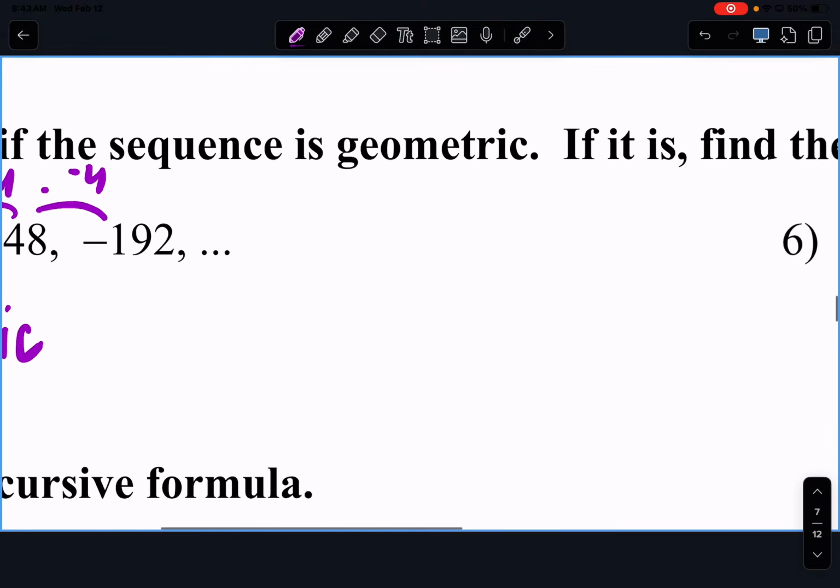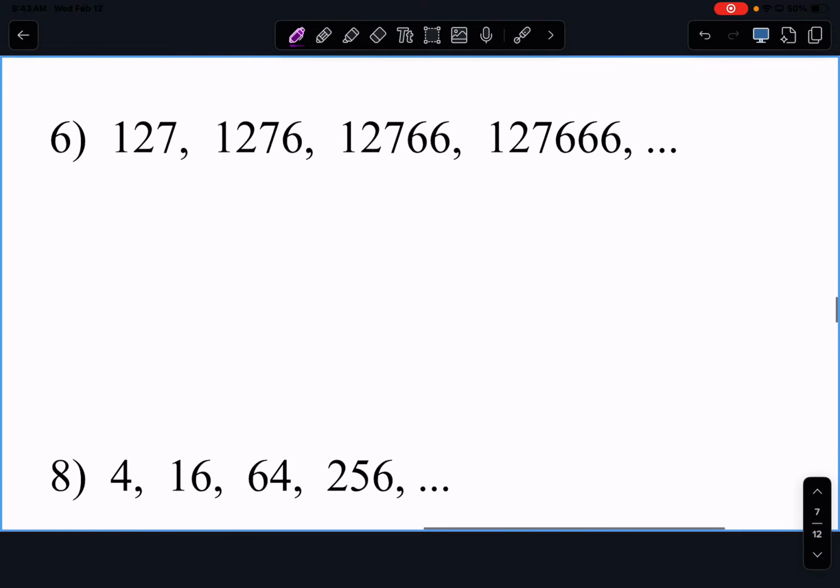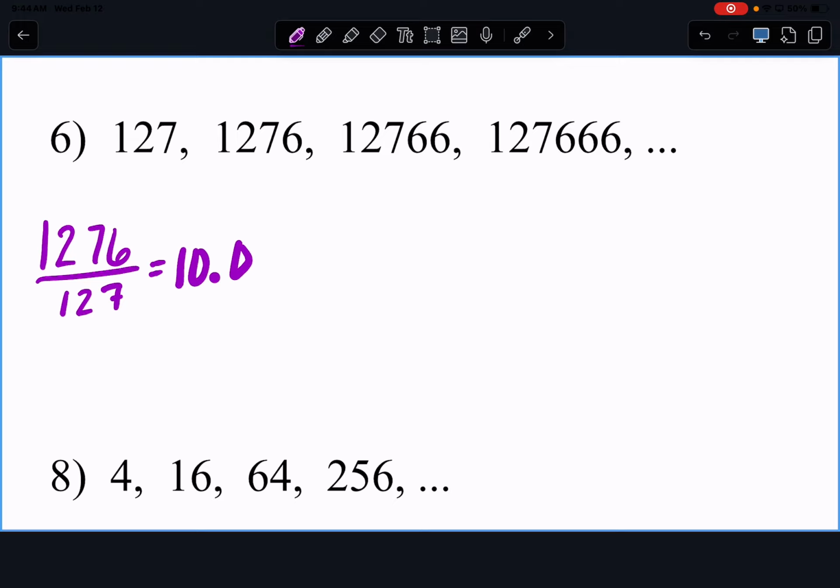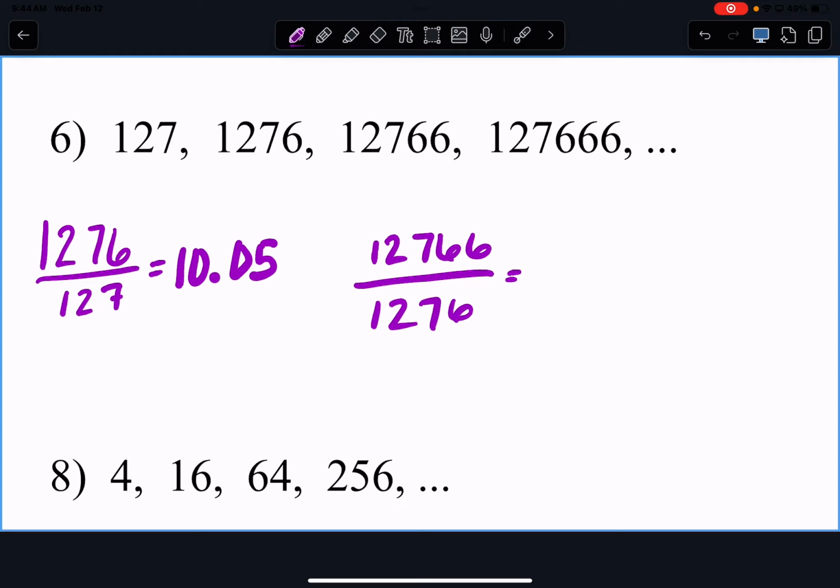All right, for number 6. Okay. This isn't arithmetic, right? We can clearly see that. So to check to see if it is geometric, you would do 1,276 divided by 127. What is that? I need to know the exact decimals. 10.047244. So 10.05? Okay. Then to check the next term, I would do 12,766 divided by 1,276. What does that equal to, Ramsey?